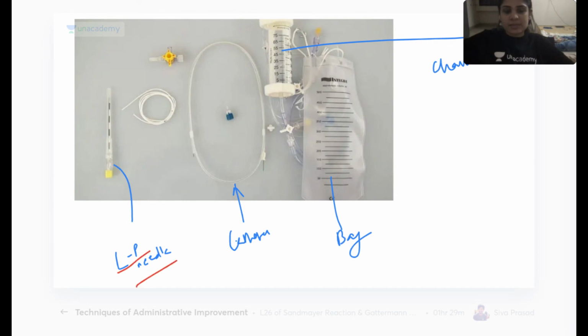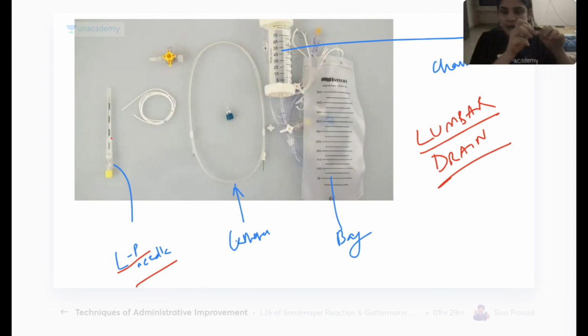I'm telling you, there's a lumbar puncture needle with a catheter and a bag. Okay, this is your lumbar drain. So what happens with the lumbar drain? You put the lumbar puncture needle in and get the CSF. Once the CSF comes, thread this catheter over it and keep it in the subarachnoid space. The CSF will continuously flow into this chamber and from the chamber into the bag. Whenever a patient has raised ICP and you want to drain the CSF, you use this lumbar drain.